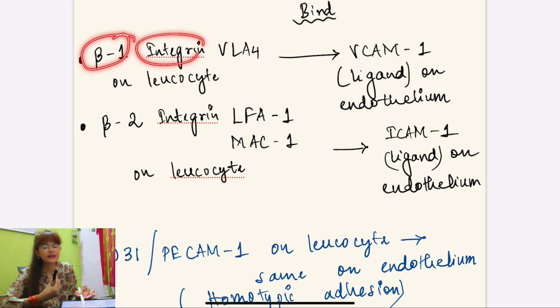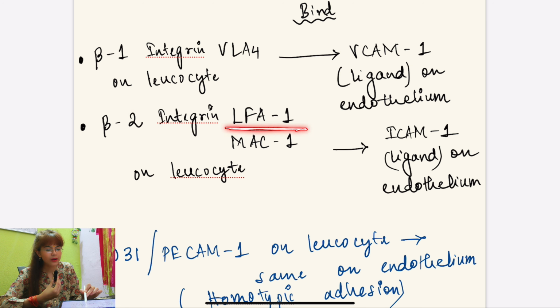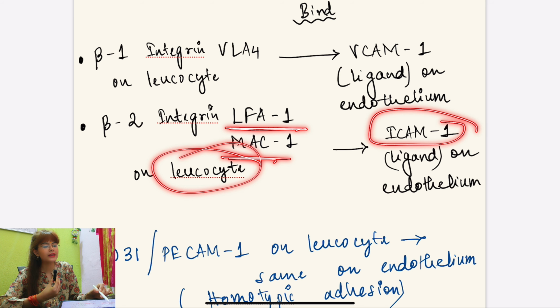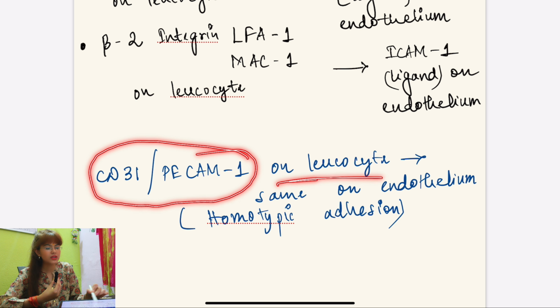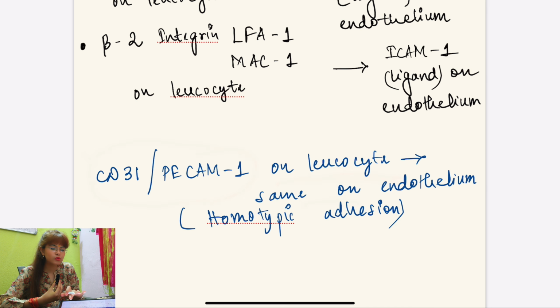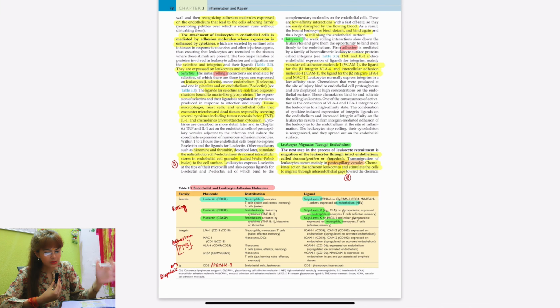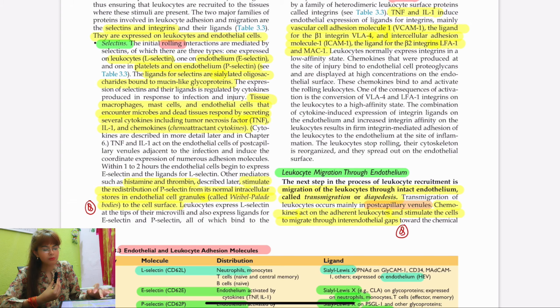So beta 1 integrin, which is VLA4 on the leukocyte, will bind with the VCAM ligand on the endothelium, and beta 2 integrin, which is LFA1 and MAC1 on the leukocyte, will bind with the ICAM ligand on the endothelium. There's another one, CD31 or PECAM1 on the leukocyte, which again binds with the similar molecule on the endothelium. So the molecule remains the same, and that is why it is called homotypic adhesion, because the same molecule is getting adhered as ligand itself. Okay, I hope this point is clear.